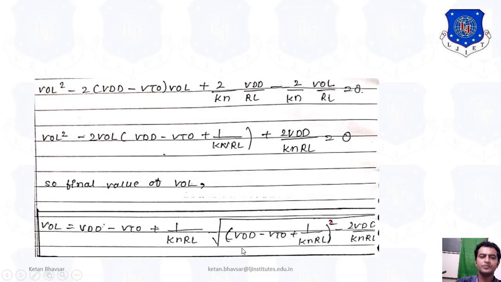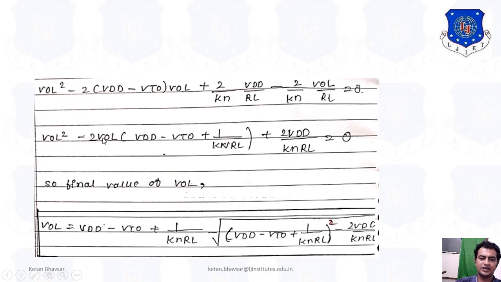So Kn by 2 VOL square minus Kn into VDD minus VTO into VOL plus VDD divided by RL minus VOL divided by RL is equal to 0. So we take Kn by 2 common. VOL square minus 2 into VDD minus VTO into VOL plus 2 by Kn VDD divided by RL minus 2 by Kn VOL divided by RL is equal to 0.